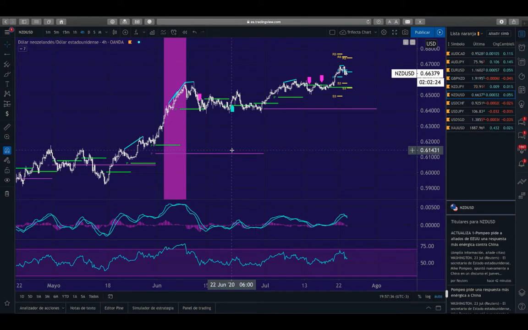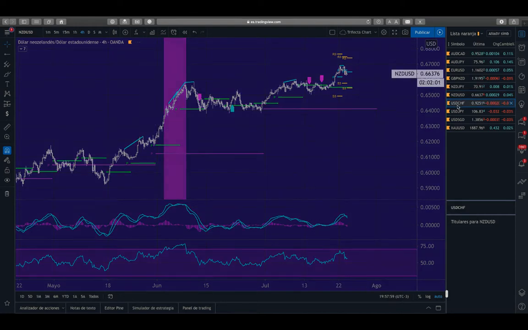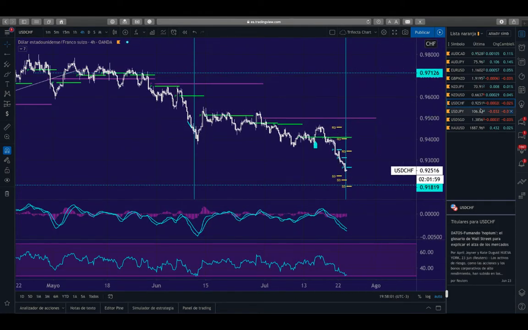Here we also have the monthly pivot of June, and everything is pointing down, but the downward movement is not happening yet. This is the same in the other currencies, the same in the New Zealand dollar against the US dollar. And now the US dollar against the Swiss franc.